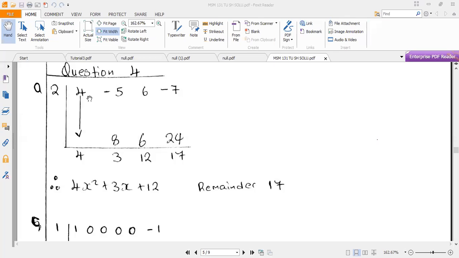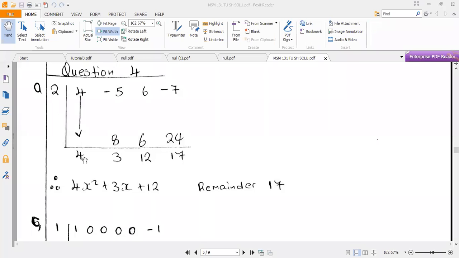So what you do is you drop your 4, you put it down and say 2 times 4 will give you 8. And if it gives you 8, you say negative 5 plus 8, and negative 5 plus 8 is positive 3. When you come to 2 again, 2 times 3 will be 6. Then you say 6 plus 6 will be 12. Then you say 2 times 12, 24. Negative 7 plus 24 is 17.